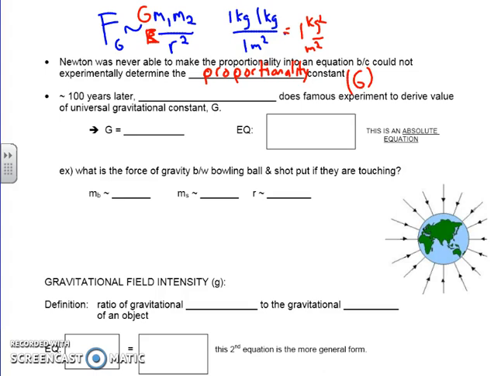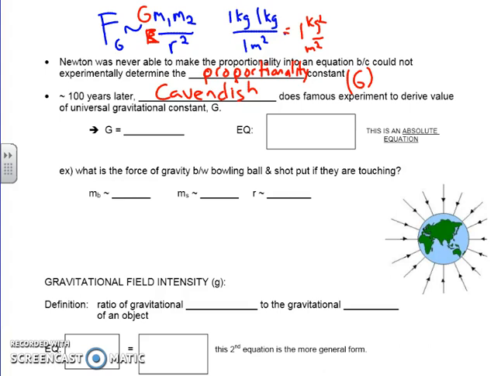It took about 100 years, a century, for a guy named Henry Cavendish to do one of the most famous experiments in all of physics. One of the most difficult experiments ever done. Even today, it's a very difficult experiment to do. He derives the value of the universal gravitational constant, big G. All right, I'm going to talk more in class on the details of this, and I'll explain to you how one might go about finding G. But let me just give you the results.